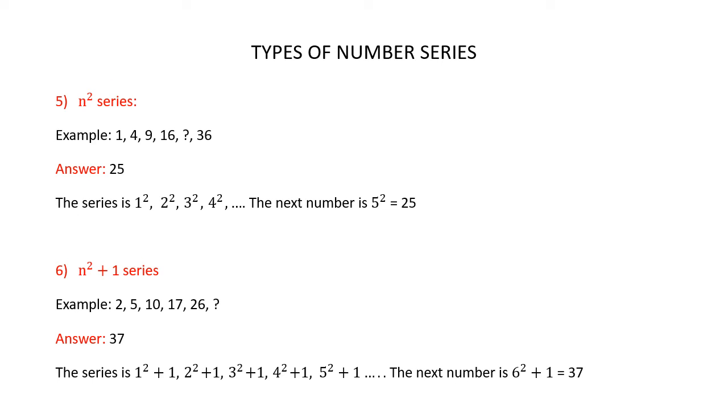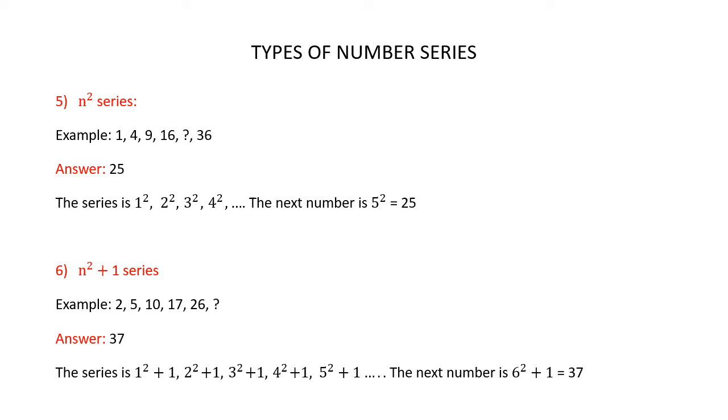Next is the n squared series. Let's understand this with an example. Look at this number series 1, 4, 9, 16, missing number 36. You'll observe that this is an n squared series. 1 squared is 1, 2 squared is 4, 3 squared is 9, 4 squared is 16 and 6 squared is 36. So the series is 1 squared, 2 squared, 3 squared, 4 squared and the next number is 5 squared, which is 25. So the missing number is 25.